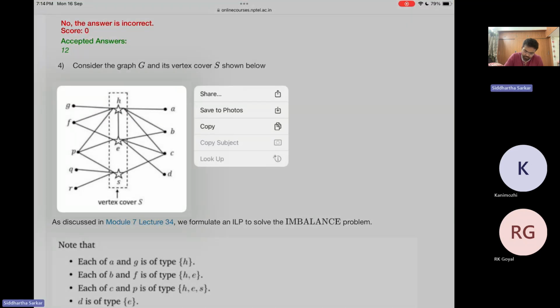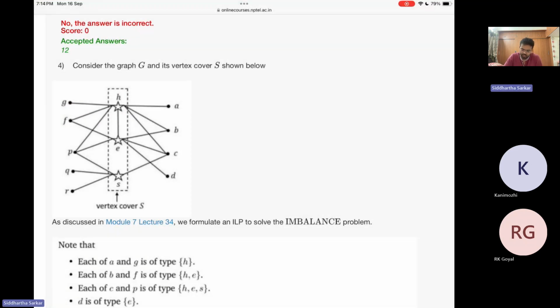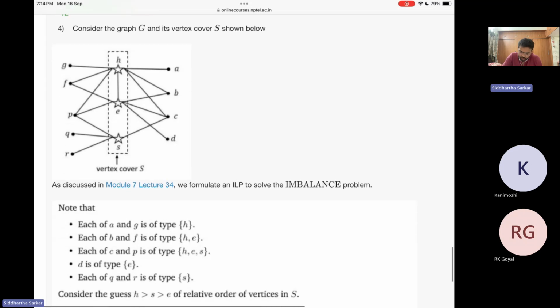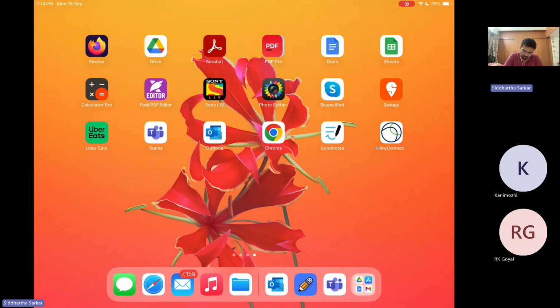So you are given a graph, and additionally, you are given in this graph a vertex cover. So now there is an ILP for what is called the imbalance problem on the graph with respect to the vertex cover. So the vertex cover size is the parameter in the imbalance problem. So the graph is the input and the parameter is the size of the vertex cover. And then we formulate an ILP to solve the imbalance problem. So we'll just set it up for you.